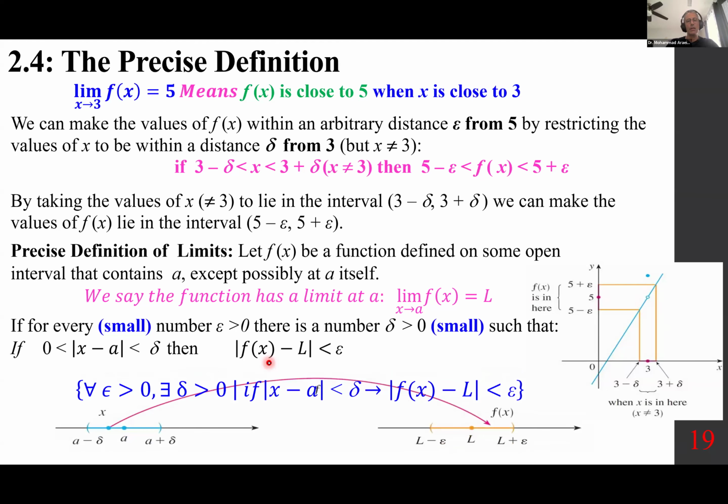In other words, you can think of the concept in this manner. We are moving towards a from the left and right. The distance is delta maximum, if you will, and that maps the x coordinate to the y coordinate, or f of x, within the limit of L, again by plus or minus epsilon. So L minus epsilon, L plus epsilon, and of course, that's along the y-axis. So that's the synopsis of that.